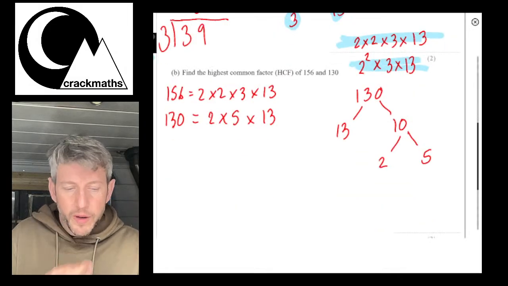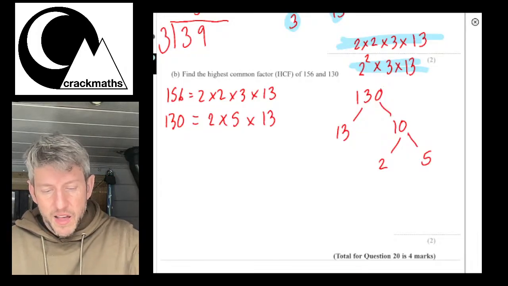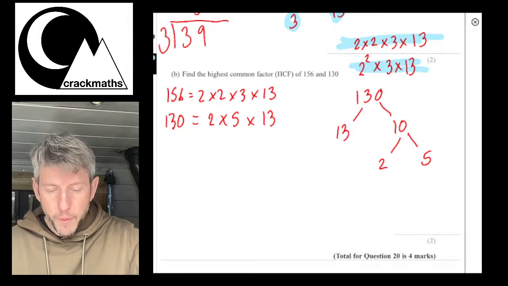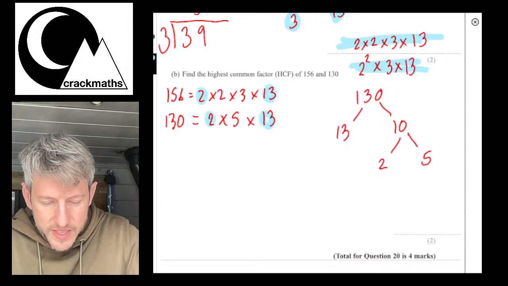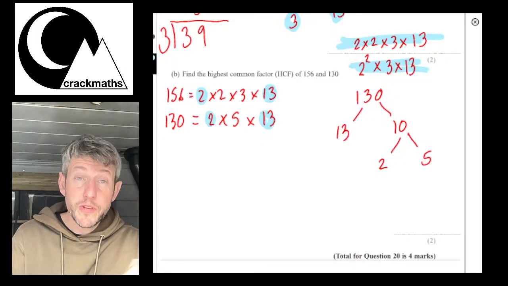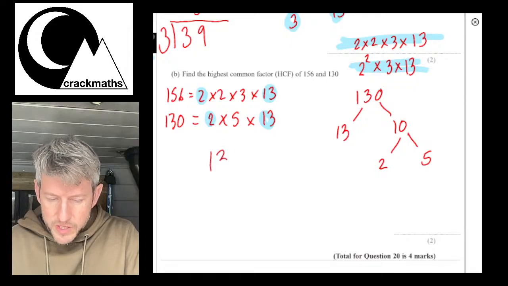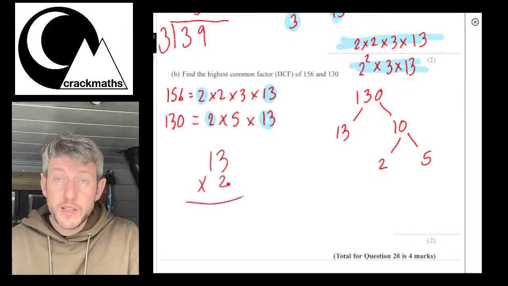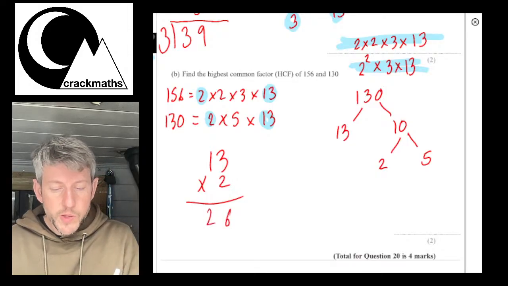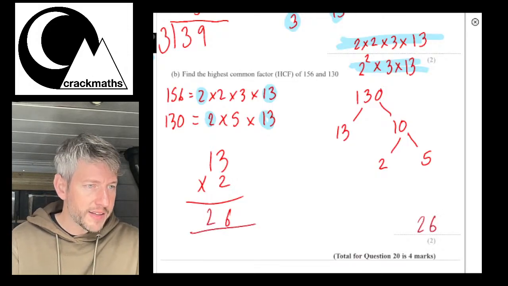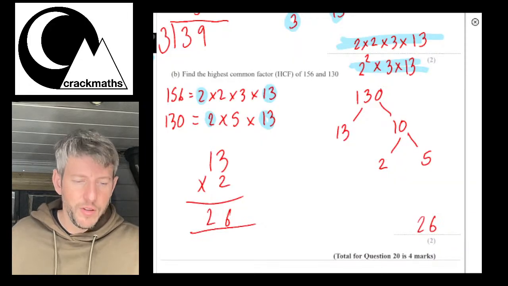Now what I'm looking for is the highest common factor to both of these numbers. So that's the highest thing that I can make from both of these numbers. And so that's going to be made by doing 2 times 13, because we can do 2 times 13 within both of these numbers. So let's work out what 2 times 13 is. 3 times 2 is 6, 2 times 1 is 2. So 26 will be the highest common factor for both of these numbers. Right, let's move on.